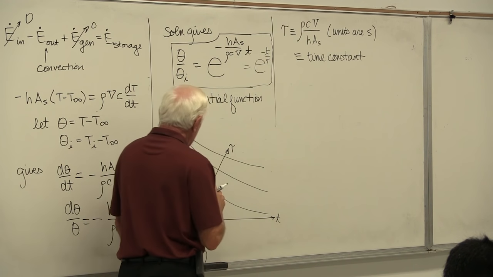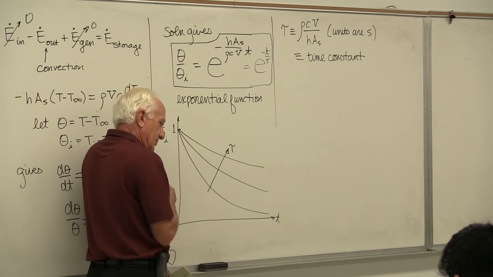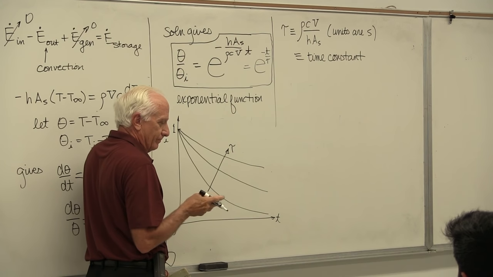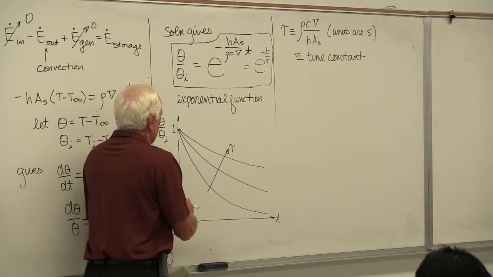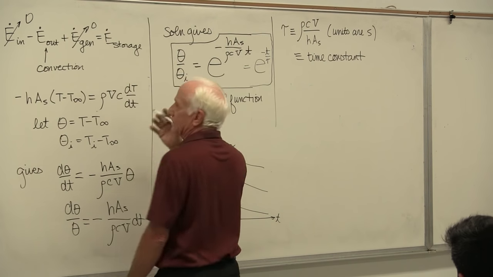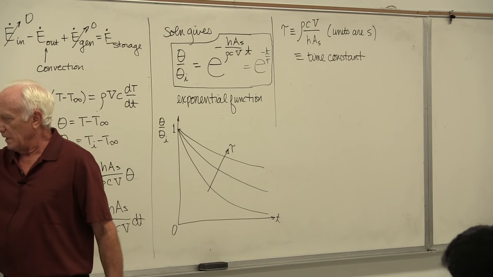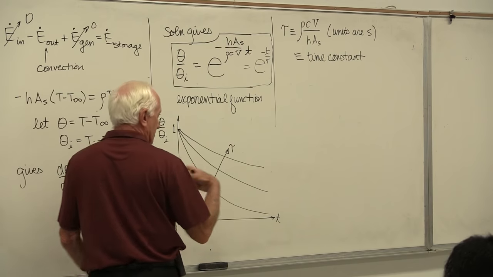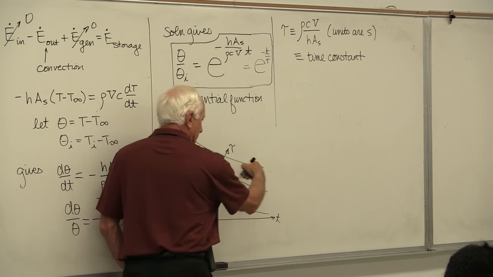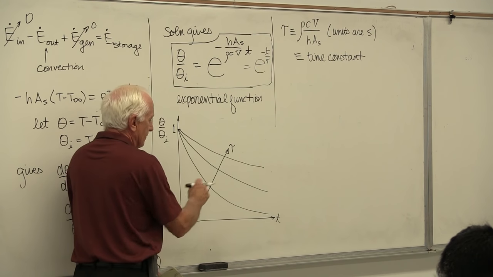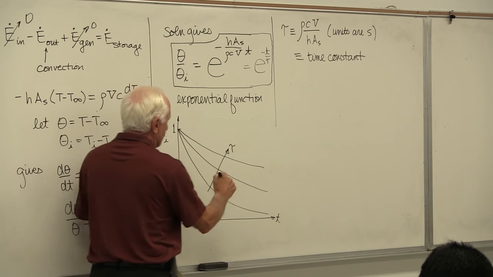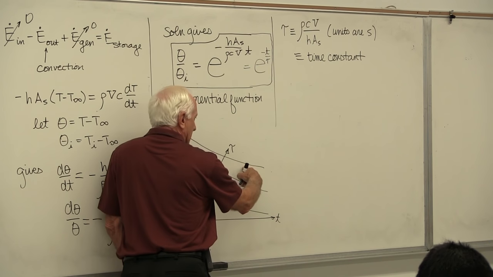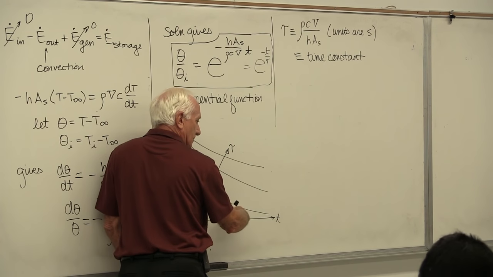All right, so what does this graph tell us? The y-axis is just temperature. So it tells us, if the object starts out hot and we blow cold air over it, we know what's going to happen. The temperature is going to go down with time. But there are different curves. This is a big value of time constant. This is a small value of time constant.